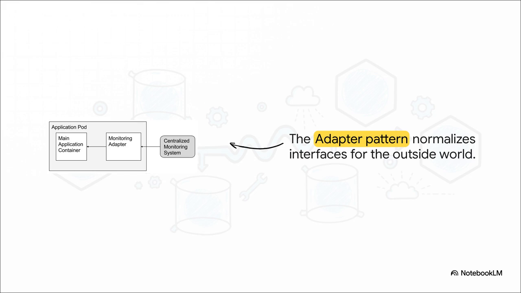A great example is centralized monitoring. You've got legacy apps and new microservices, and they're all spitting out metrics in completely different formats. An adapter container grabs those heterogeneous outputs and standardizes them. That way, your centralized monitoring system can interact with everything uniformly, and you don't have to touch a single line of the original application's code.